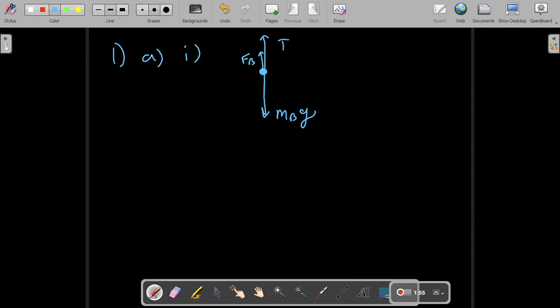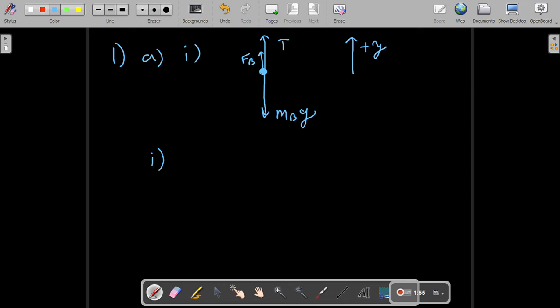This would be your free body diagram, and if you want to, label upwards as positive and downwards as minus y. That's going to be helpful for the second part. All right, so now our second part is to find an explicit expression for this tension force.